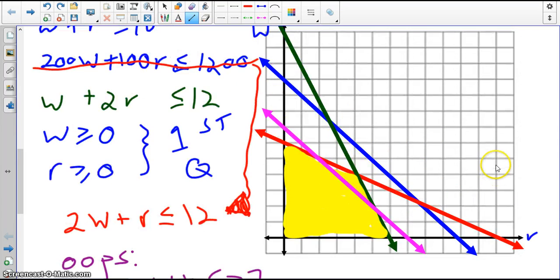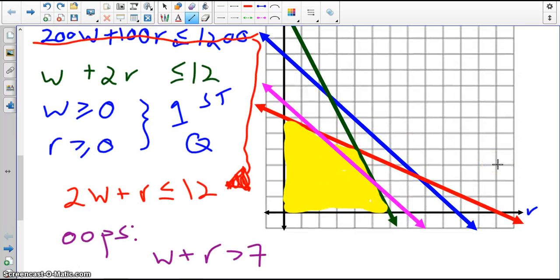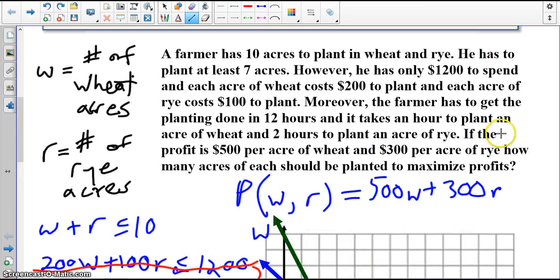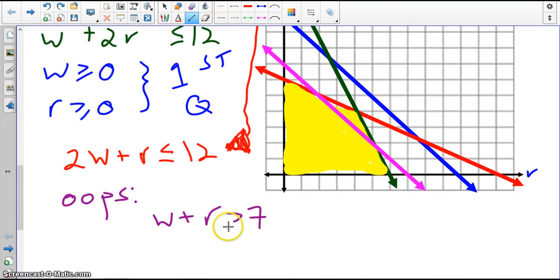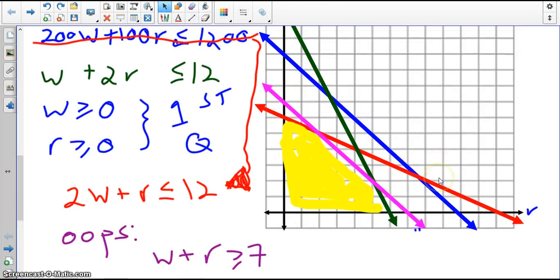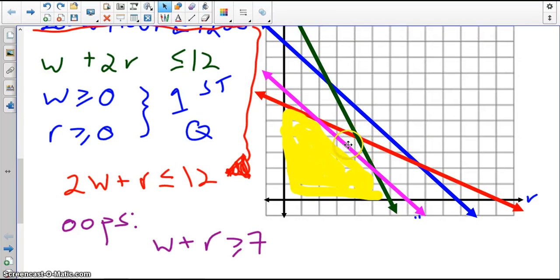All right, you may or may not have noticed, I screwed up. Look at the oops in the bottom. I missed one. The line in there is actually a pretty challenging one to do. He has to plant at least 7 acres. I glossed over that line. W plus R has to be greater than or equal to 7. And so what you may have graphed hopefully involves this little small triangle thing, but no, that is where W plus R is greater than 7.